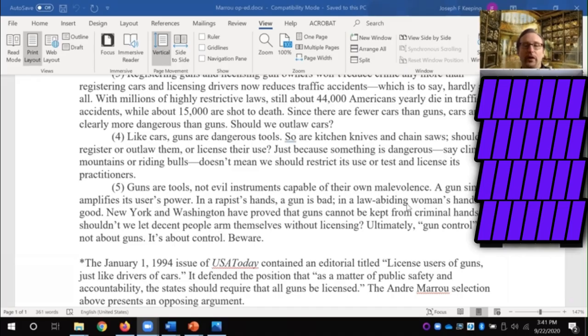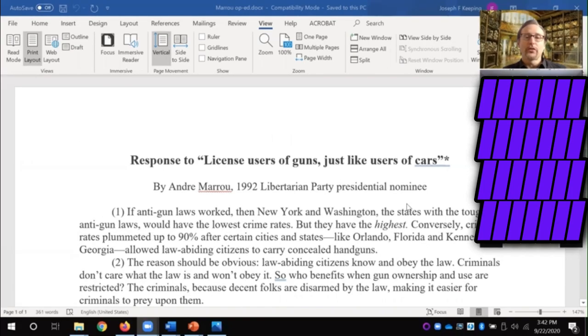So now what do you think the text is trying to say? I think he's going to argue that you shouldn't have to have a license to carry a gun. Yes, I think that's the correct thing to infer here. It says it's going to be arguing against the position, and the position that the author is going to be arguing against is licensed users of guns, just like drivers of cars.